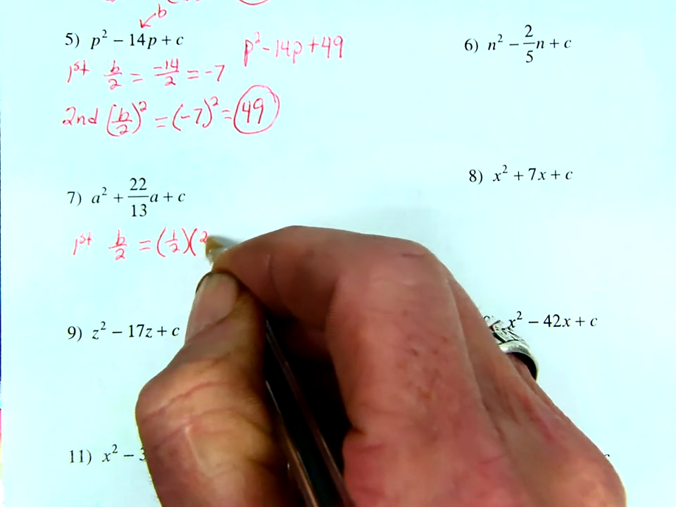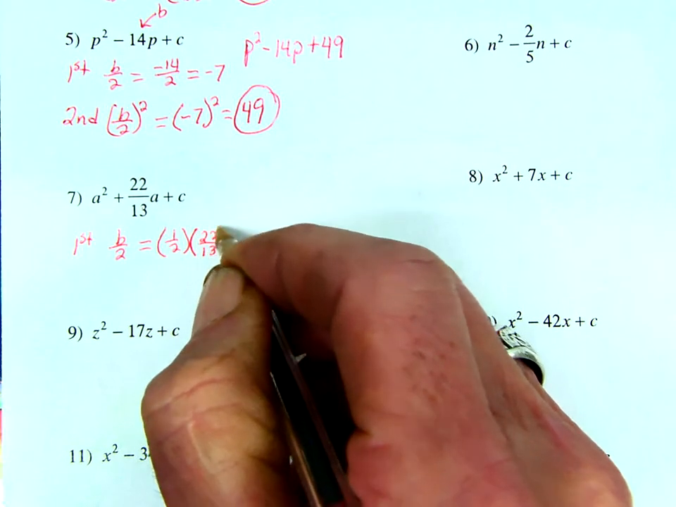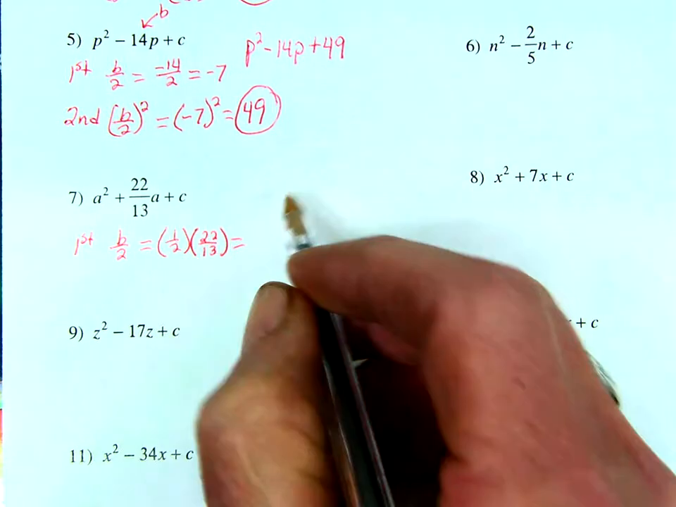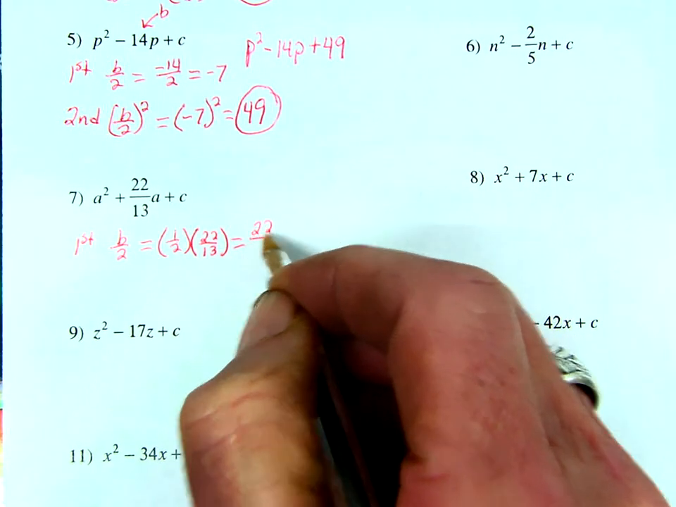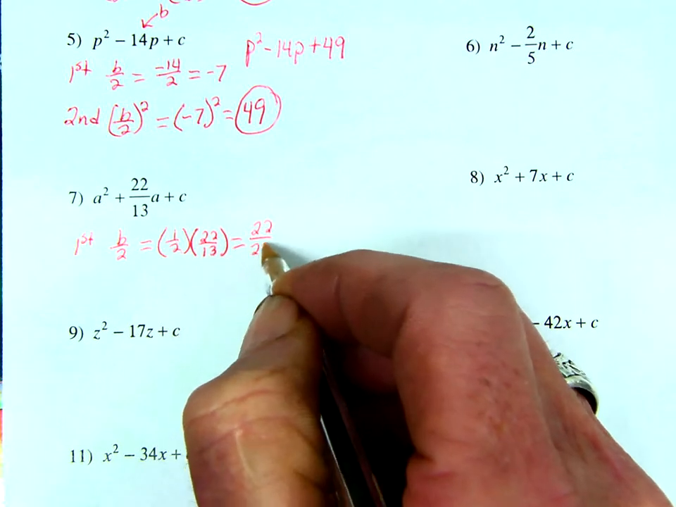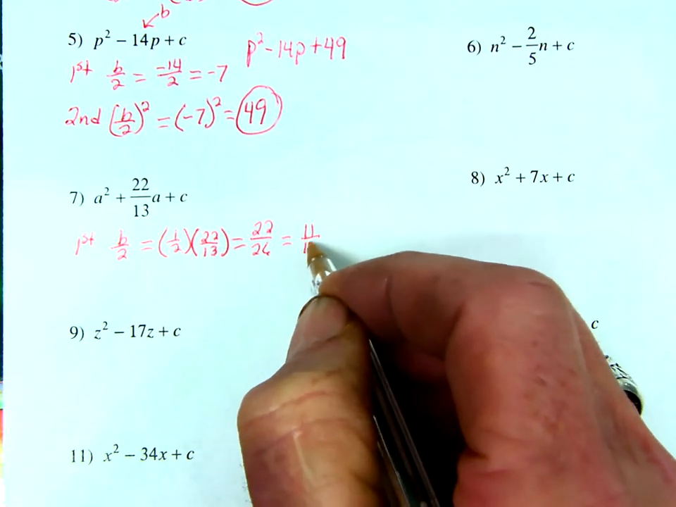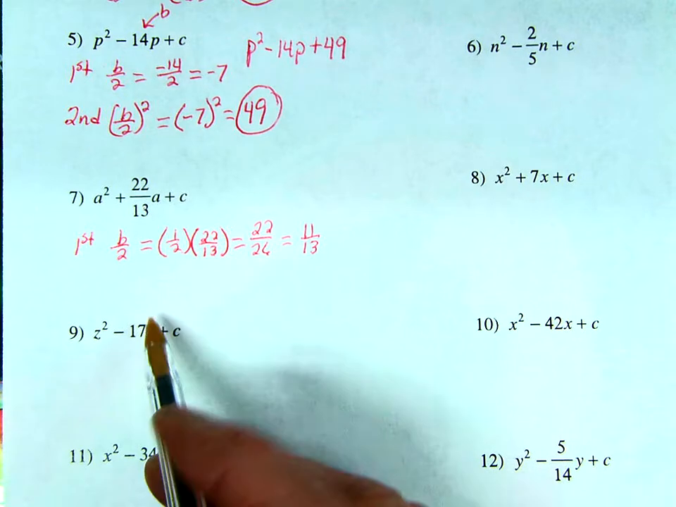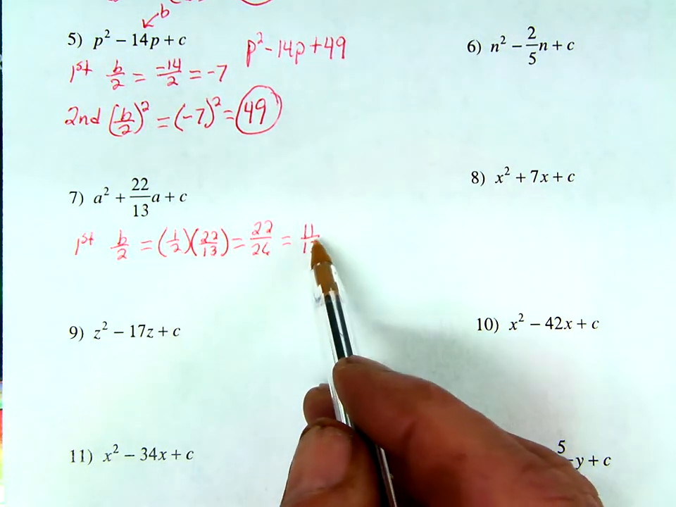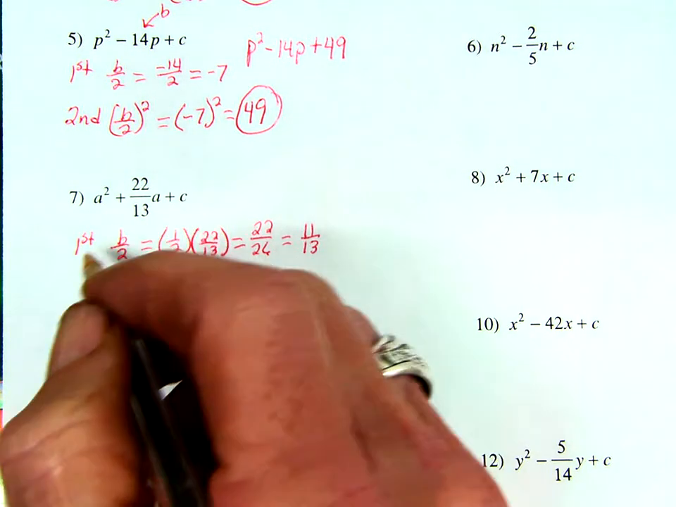1/2 times 22 over 13. Top times the top, bottom times the bottom, and this one will reduce to 11 over 13. b divided by 2 is 11 over 13.